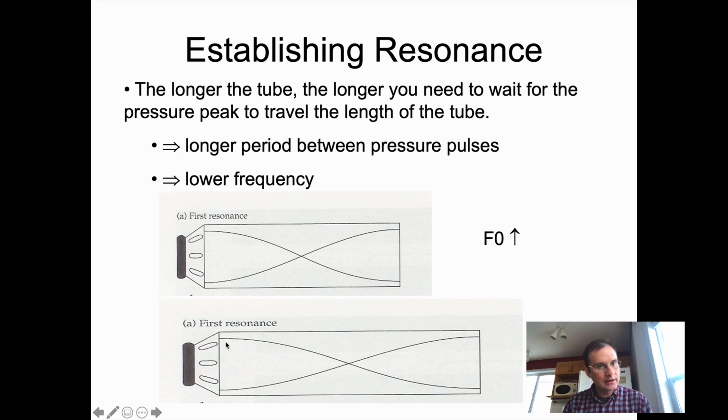we push again. So if there's a longer period between pressure pulses, remember frequency is the inverse of period, then we're going to have a lower frequency. If we have the shorter tube, it's going to bounce back and forth more quickly. We have to push more often. And when we're sending in pressure pulses more often, we have a higher frequency. Higher frequency just basically means more often. Lower frequency means less often.